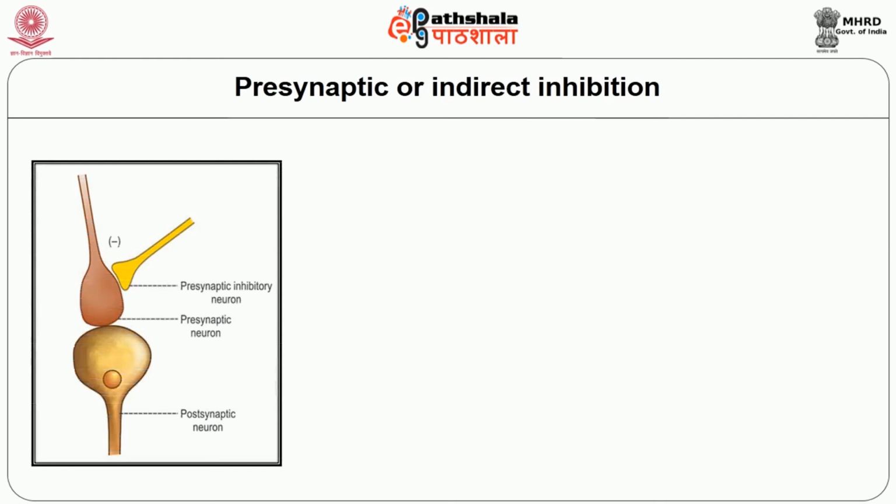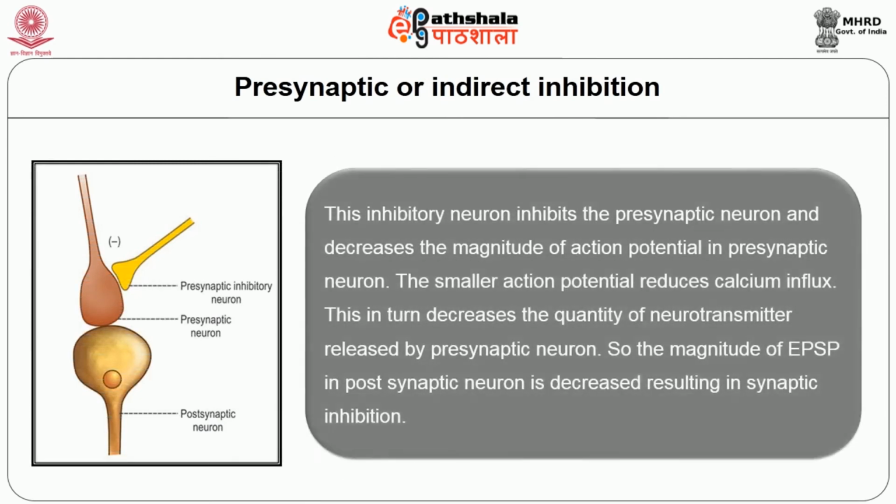This figure shows the presynaptic inhibition. The inhibitory neuron inhibits the presynaptic neuron and decreases the magnitude of the action potential in the presynaptic neuron. The smaller action potential reduces calcium influx. This in turn decreases the quantity of neurotransmitter released by the presynaptic neuron. So, the magnitude of EPSP in the postsynaptic neuron is decreased, resulting in synaptic inhibition.